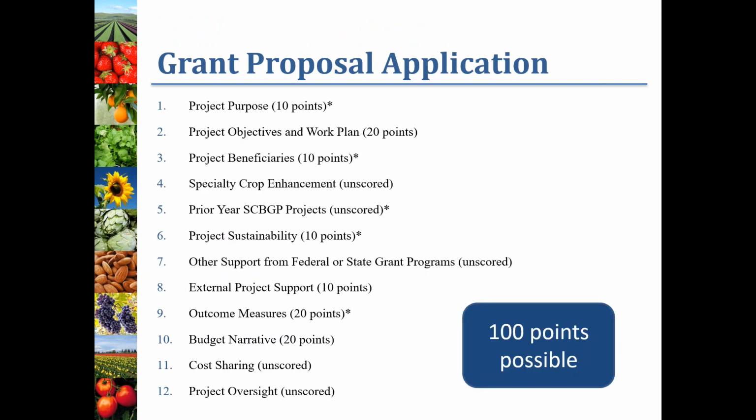The grant proposal application consists of 12 questions for a total of 100 points possible. For questions that carry over from the concept proposal, which are marked with an asterisk, responses should address any administrative and/or technical review committee feedback that was received. Responses should also be expanded as needed to reflect the fully developed grant proposal. We will briefly review each question on the next few slides. However, we highly recommend that you thoroughly read the grant proposal instructions as it contains much more detailed information.